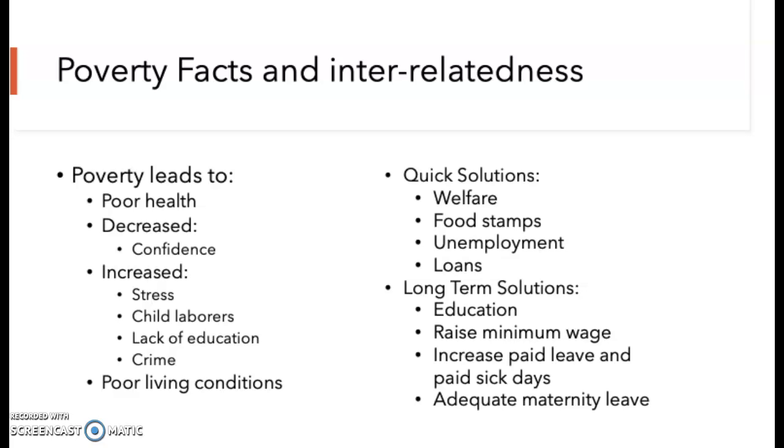Some of the quick solutions that we currently focus on are implementing government assistance, such as welfare, food stamps, unemployment, the use of loans. Some long-term solutions that we should be looking into more in depth would be education, raising the minimum wage, increasing paid leave and paid sick days, and also implementing adequate maternity leave so that mothers with newborns don't have to worry about babysitters or even the mother's health to just get back to work right away.